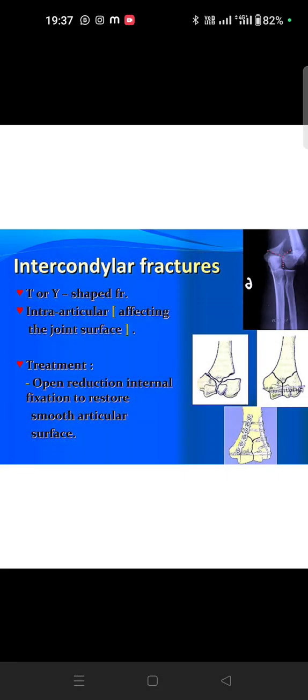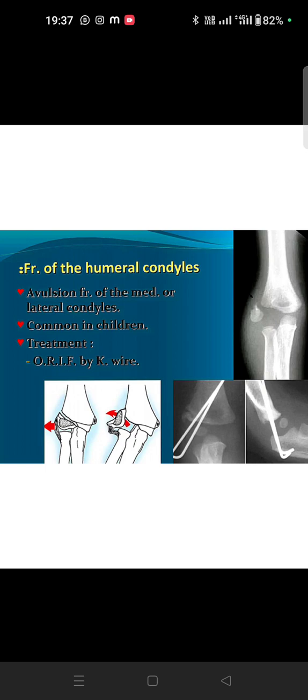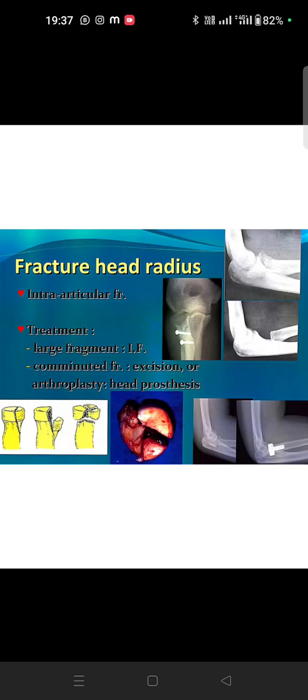Then intercondylar fracture means T or Y shaped. Then intra-articular, affecting the joint surfaces. Treatment is open reduction and internal fixation to restore smooth articular surfaces. So humeral condyles, avulsion of the medial or lateral, is common in children. So ORIF they will do.